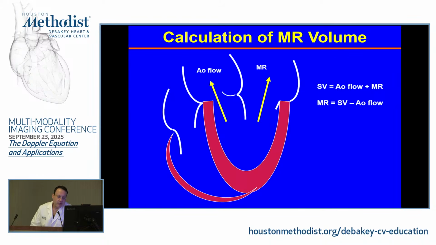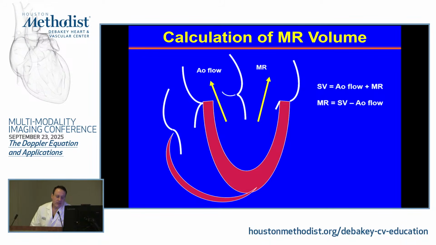Now let us see how we use the flow principles we talked about to quantify a mitral regurgitation case. So basically, when the ventricle contracts from end diastole to end systole, it will send blood in two directions: one through the aortic valve, and one will go back into the left atrium through the mitral valve. We want to know this volume.